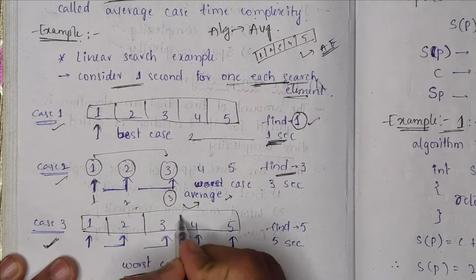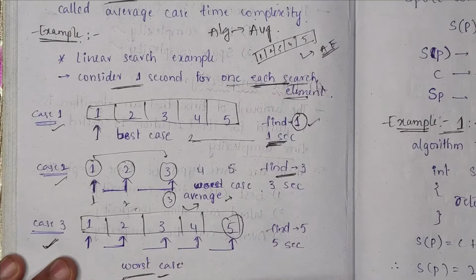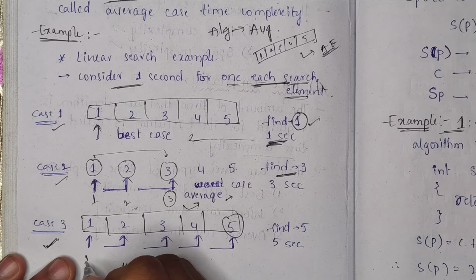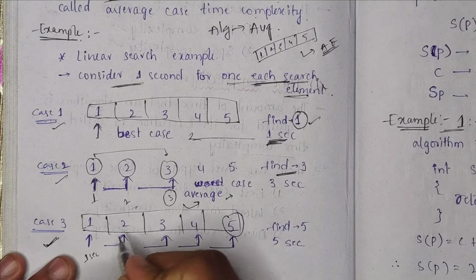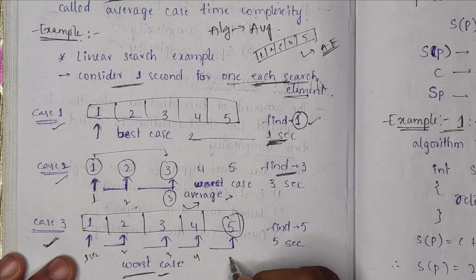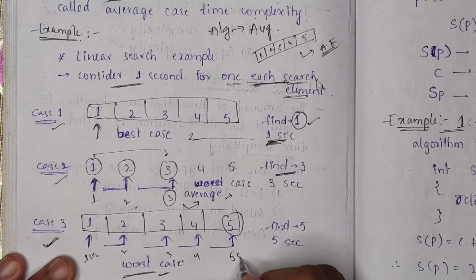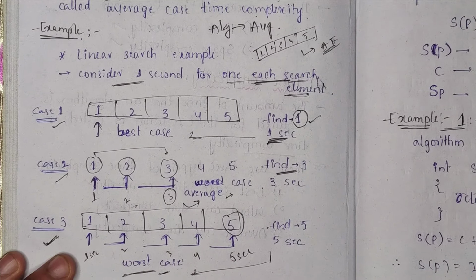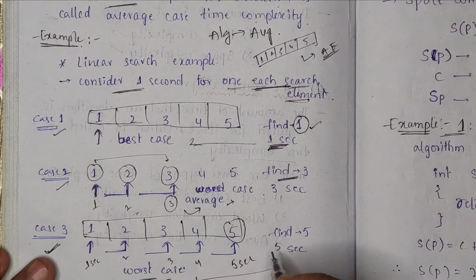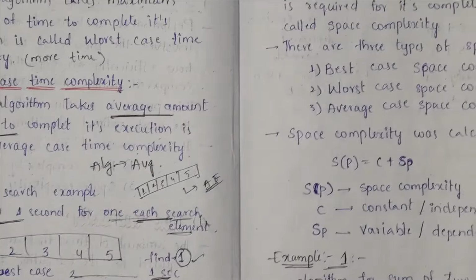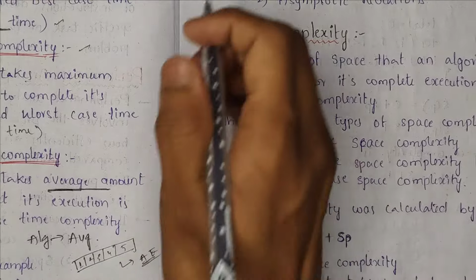So in this we need to find element 5. Here, for searching an element, the first element takes 1 second, the second element 2, the third element 3, the fourth element 4, and the fifth element takes 5 seconds of time. That means it is the worst case of time complexity to find an element in an array, the maximum amount of time to search an element. So this is all about types of time complexities.